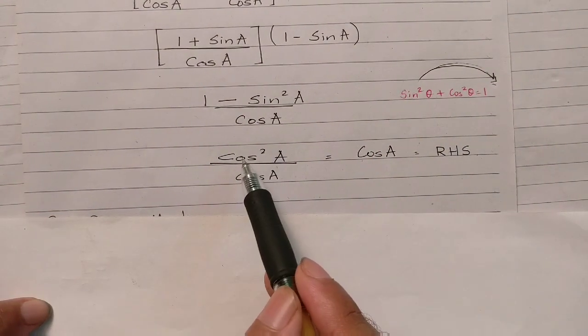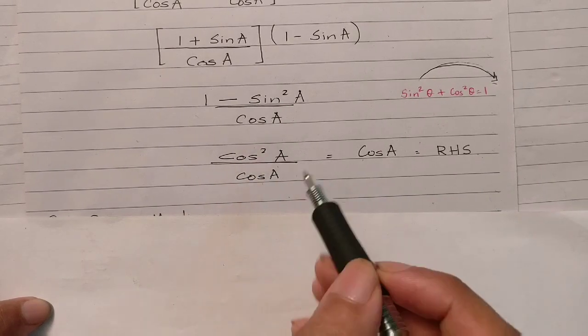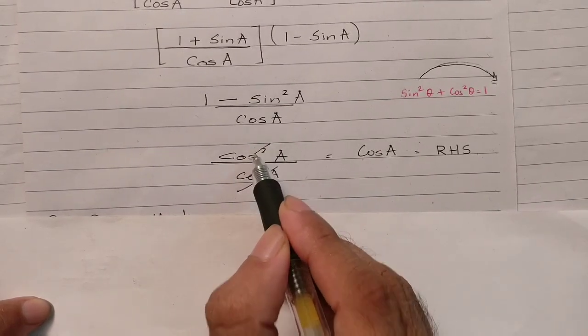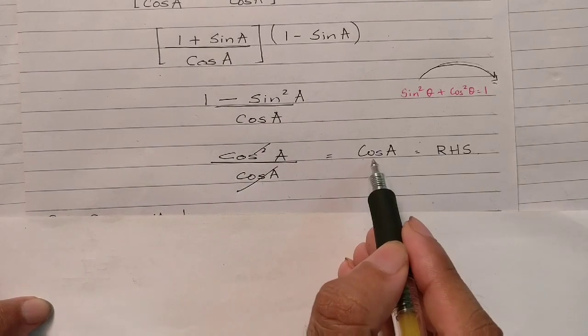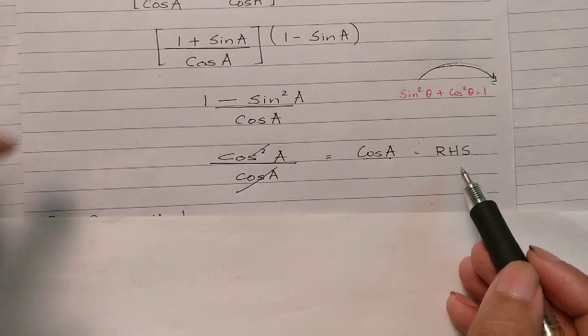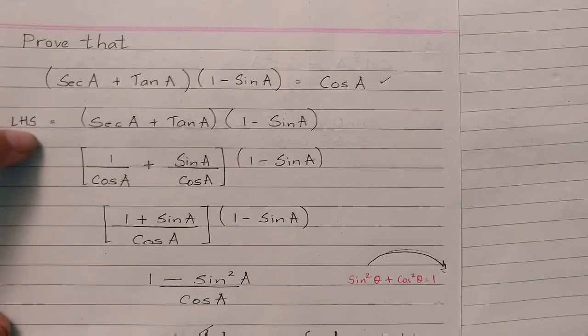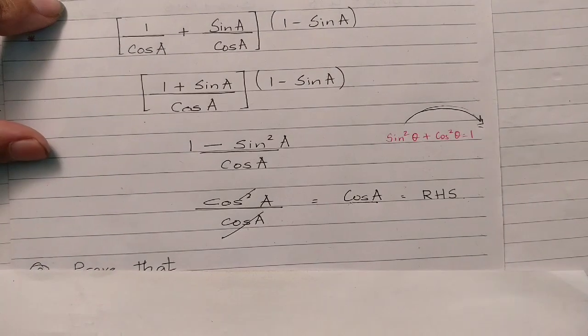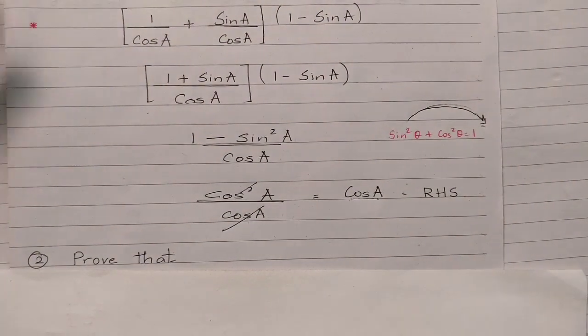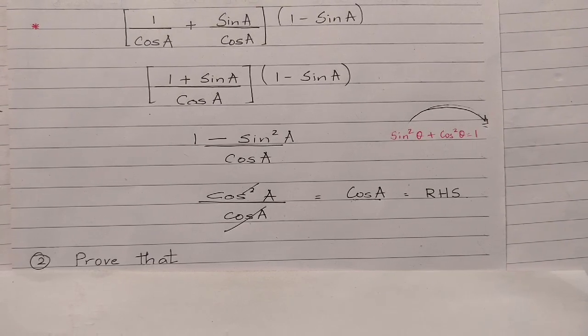Cos square A is nothing but cos A into cos A. So this cos A and this square will get cancelled, and what I will get is cos A, which is equal to my right hand side, which I was asked to prove. And that is it. You're done with the entire trigonometric identity proving question.